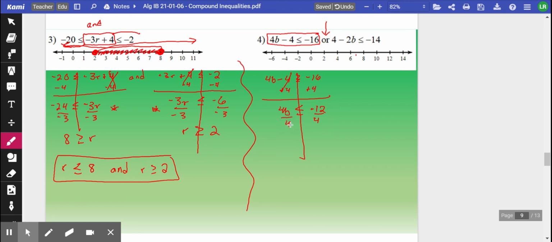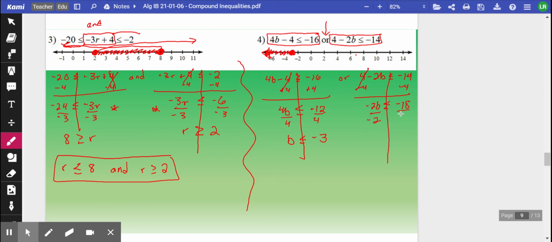Finish him. I'm dividing by a positive 4, so I'm all good. I don't need to adjust anything. And it's an or statement, so I can go ahead and fill it in right away. So there's negative 3, and it goes to the left. My other one, I have 4 minus 2b is less than or equal to negative 14. Minus 4 on both sides. I get negative 2b is less than or equal to negative 18.